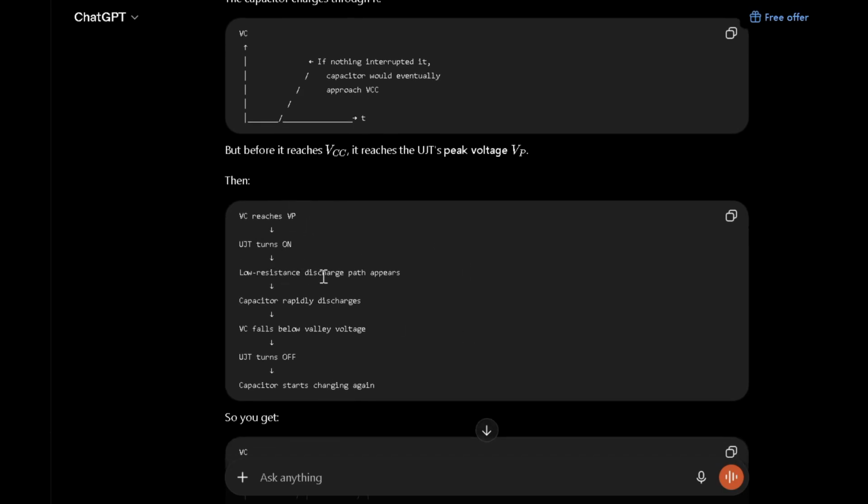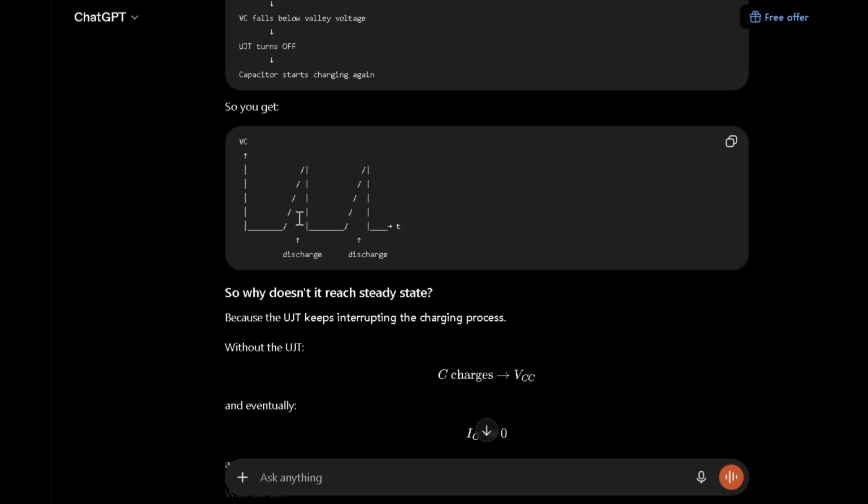The contribution of the current happens here. The capacitor rapidly discharges. So, because of the UJT, the capacitor is discharging and doesn't get into the steady state. It falls below the valley point. In the UJT, VC reaches the valley point, so voltage is decreasing here. The capacitor is discharging, and suddenly, because of the UJT, the discharging increases.